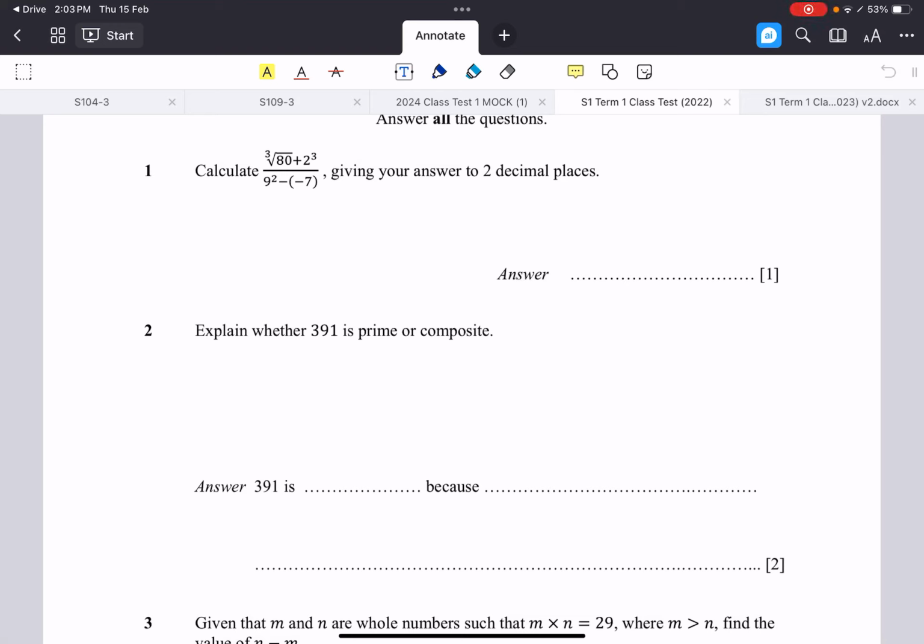Hello students. So let us look at the suggested solutions for the past year paper. So this is from year 2022, 2 years ago.